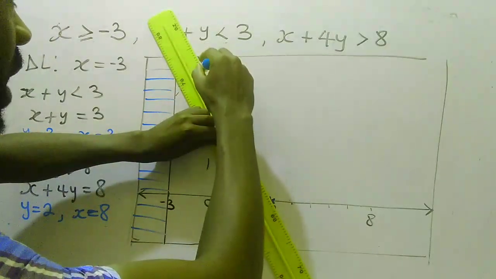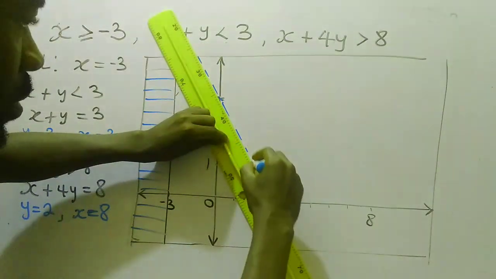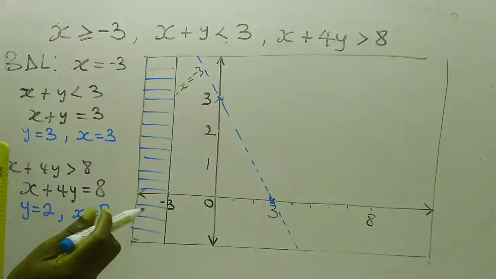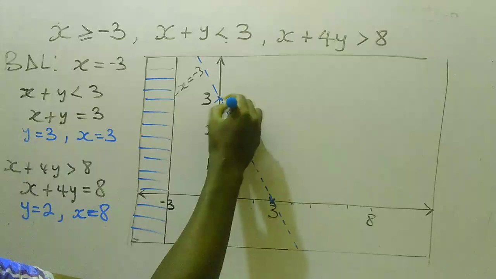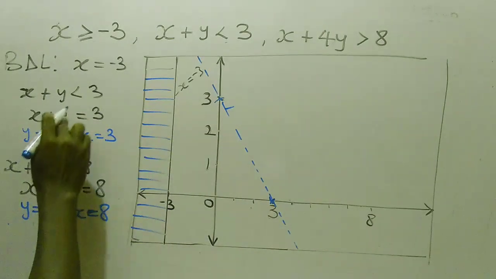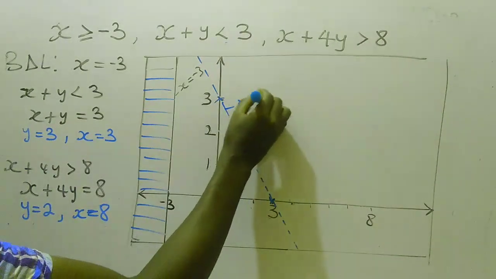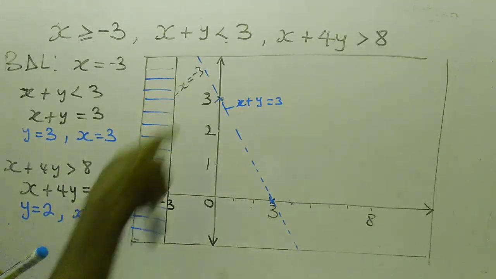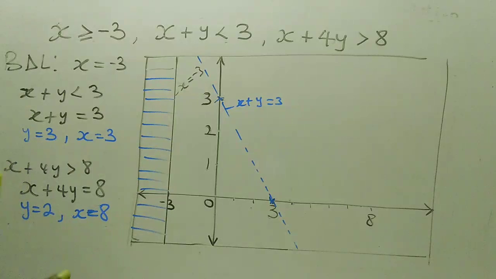So let's do that. We're going to draw a broken line now. So this is our line, the line for x plus y equal to 3. This is our boundary line. Now let's check. This is less than. Now let's check the path to accept and the path to reject.